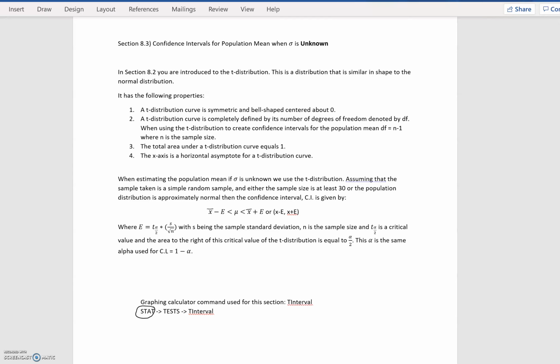The x-axis is a horizontal asymptote for a t-distribution curve. So based on the properties alone, the shape of this is going to be very, very similar to that of a normal distribution.